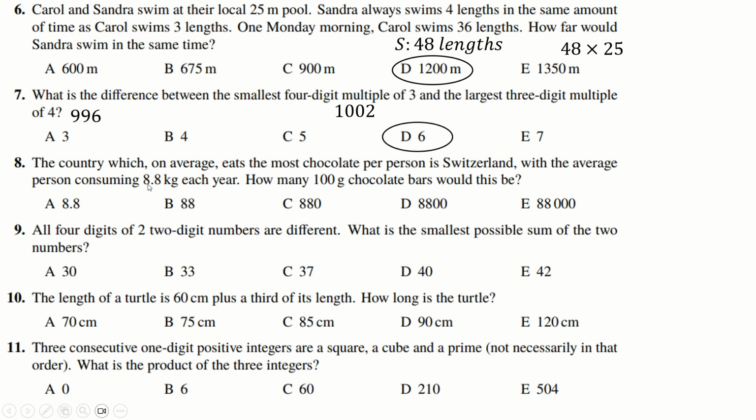8.8 kilograms is 8,800 grams. Then we literally just divide by 100. I'm not sure what the point of that question was, but okay, at least we get a nice free mark.